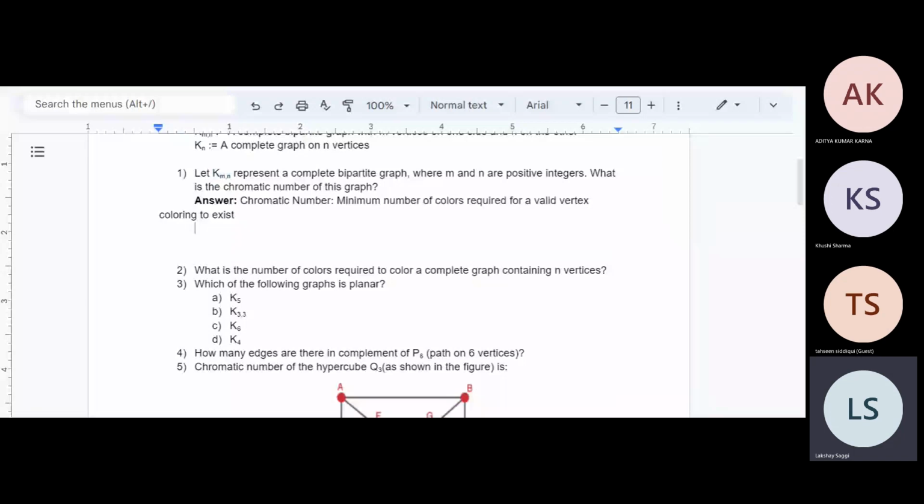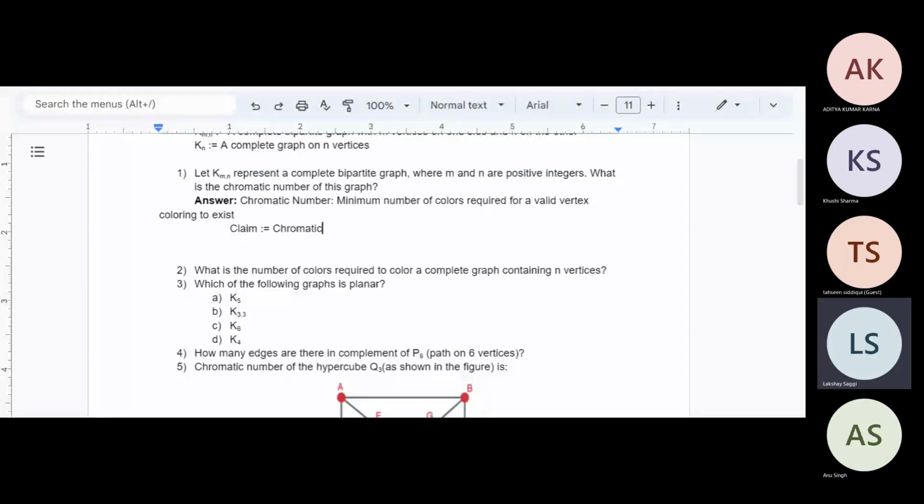So here, one thing to note is that our claim is, I guess this question is already straightforward. Chromatic number is 2. So what I'm claiming is that the chromatic number for this graph would be 2. And I can just use two colors and color the vertices such that it is a valid coloring.